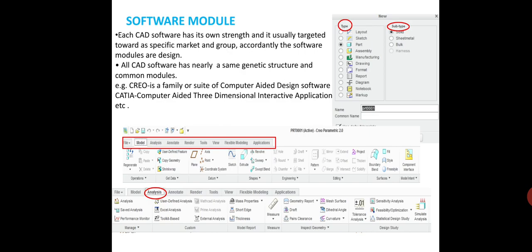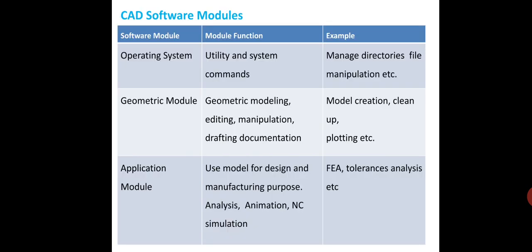As I said earlier, all CAD software have nearly common modules. What are these modules? Let us see. CAD software modules. One is the operating system. Operating system contains a number of functions for the manipulation of information specific to a given application rather than an environment as a whole.